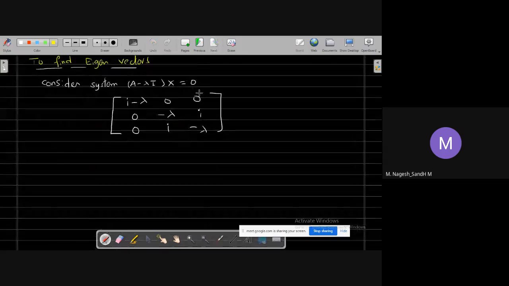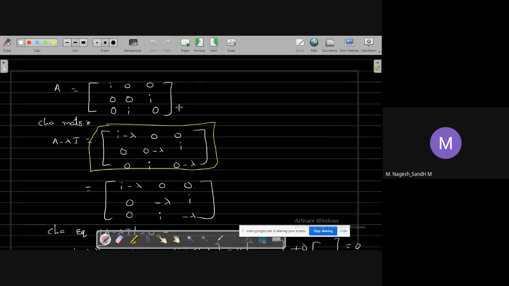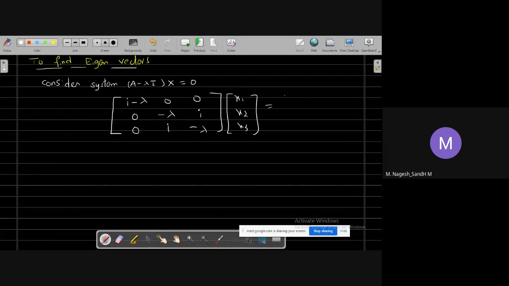So now, what is a capital X? It is x1, x2, x3. Why do we call it a 3 cross 3 matrix? So you have to take x1, x2, x3 equal to 0, 0, 0. Assume this as equation 1.